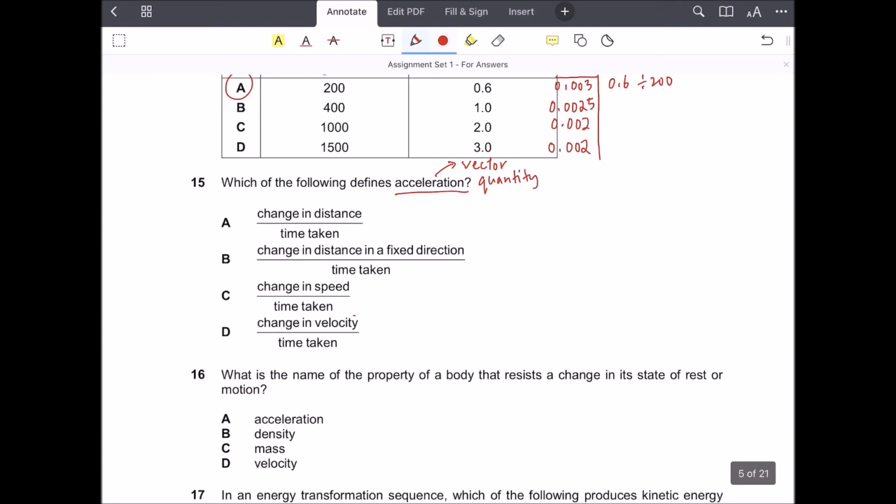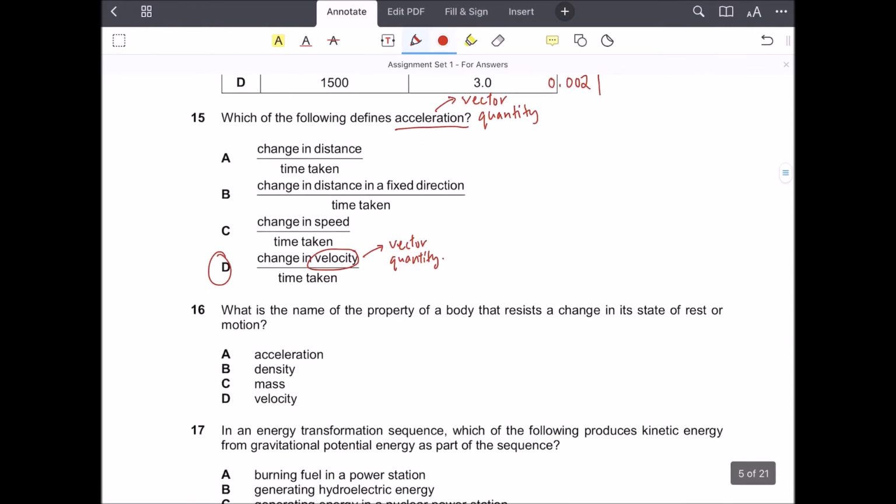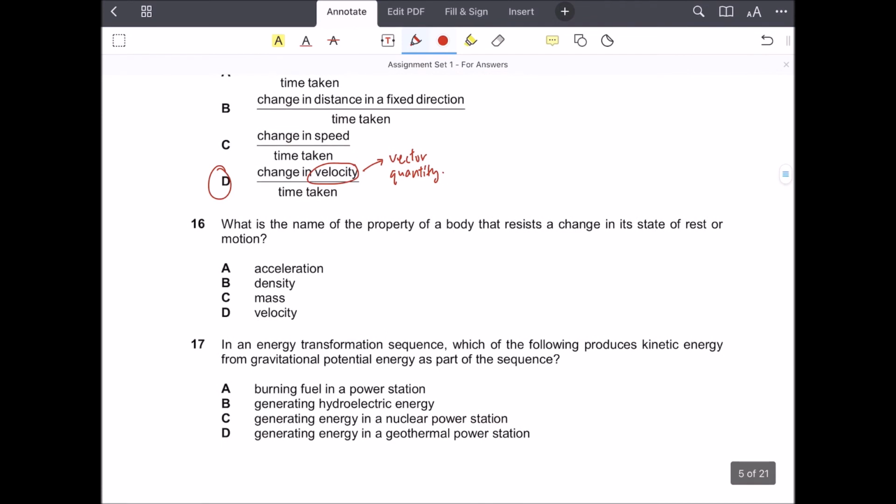So it is defined by another vector quantity, which is velocity rather than speed. The next one: what is the name of the property of the body that resists a change in state of rest? So you know that resist a change, it will be inertia. And inertia is dependent on mass.